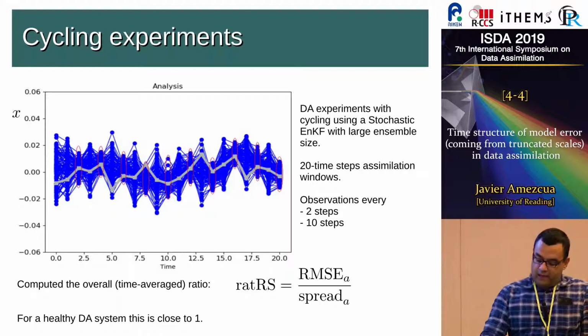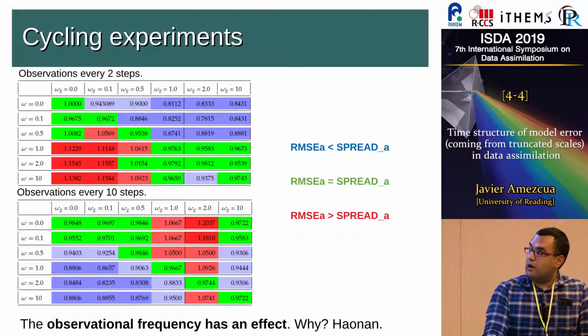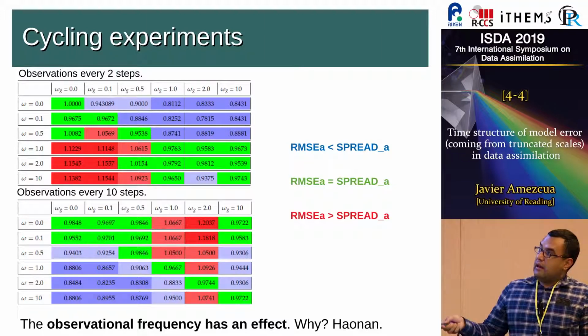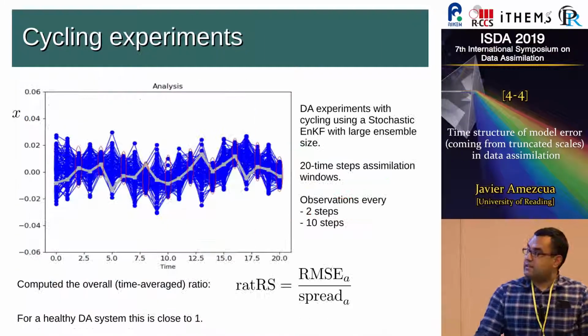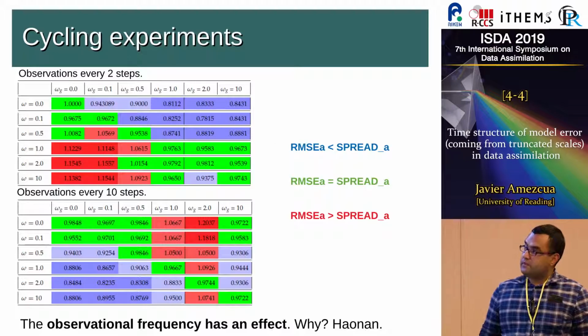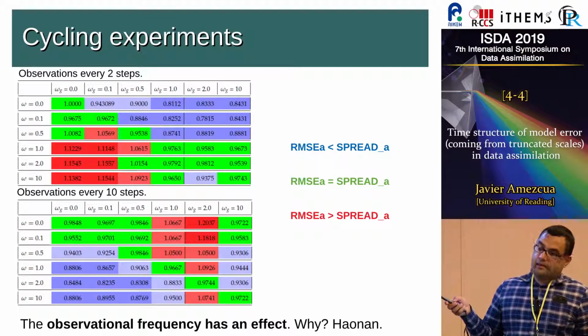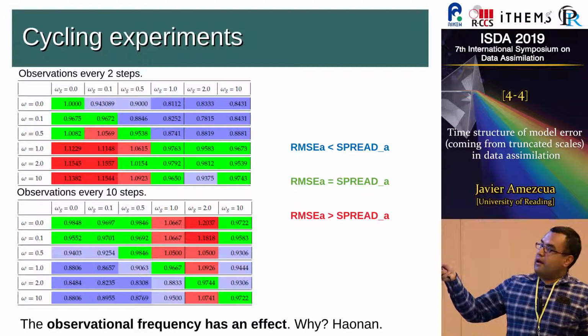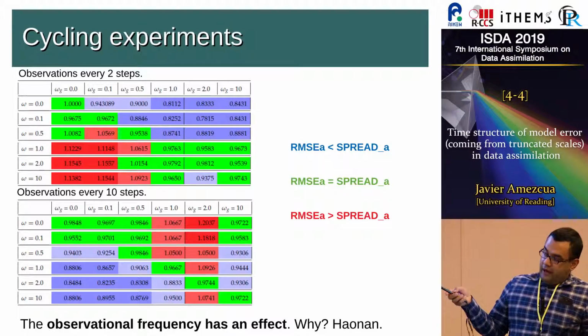generating truths with given autocorrelations, which are omega real, versus using DA, where the forecasts have an omega G. This is a wrong guess. For a given assimilation window of 20 time steps, and then different time periods for the observations. And this is what this table is evaluating. It's basically this ratio, no? RMSE divided by the spread.